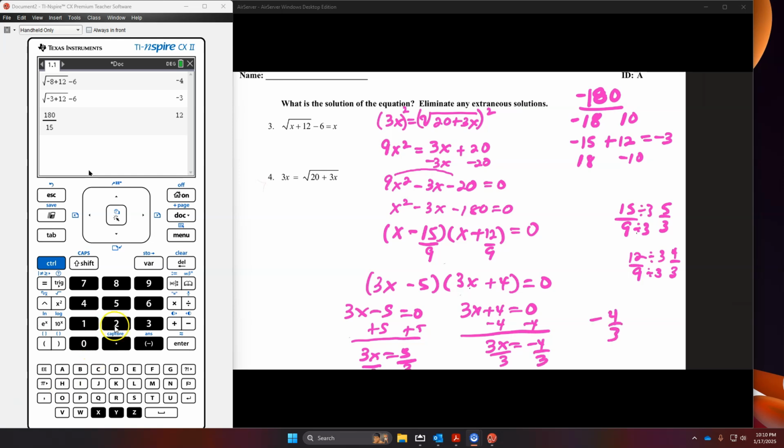So we've got to check. So let's go ahead and substitute. So we have 3 times 5/3, right? Equals the square root of 20 plus 3 times 5/3. And let's see if that will give us the same answer. So the answer is 5/3. You want to check the other one. So the other answer is negative 4/3. So I'm just going to write here negative 4/3. And then over here, I'm going to put negative 4/3. That's false. So your answer is 5/3.